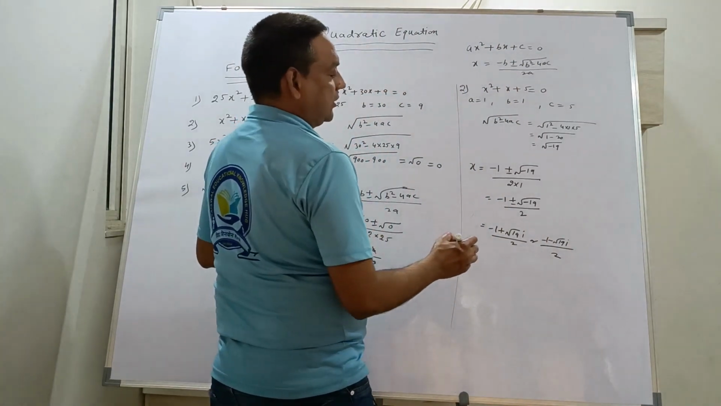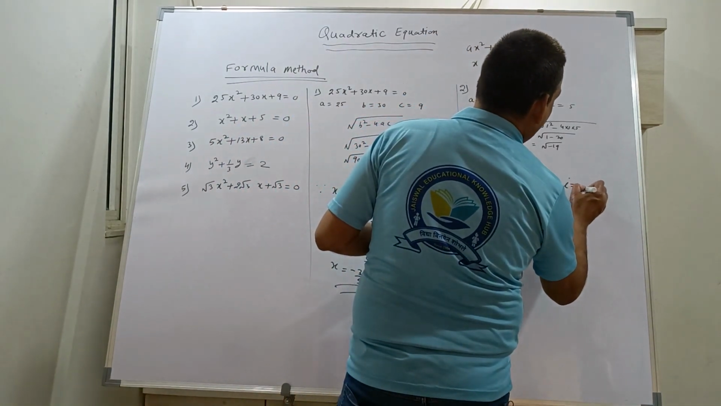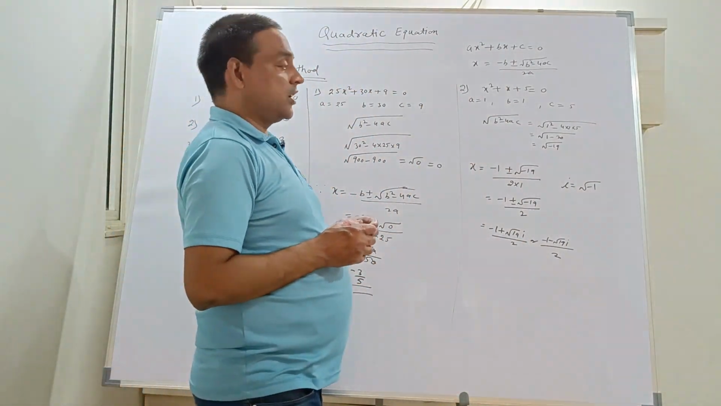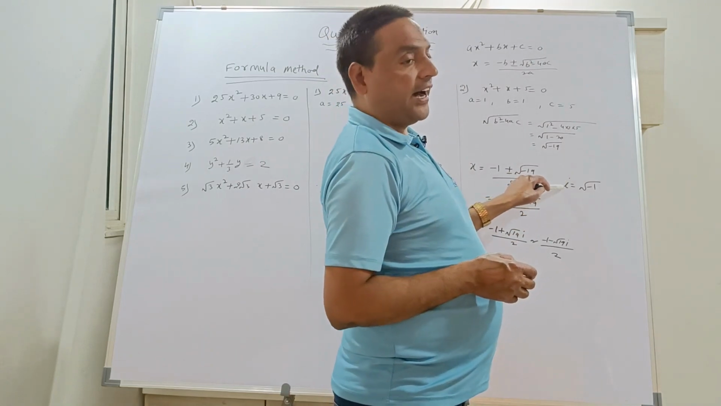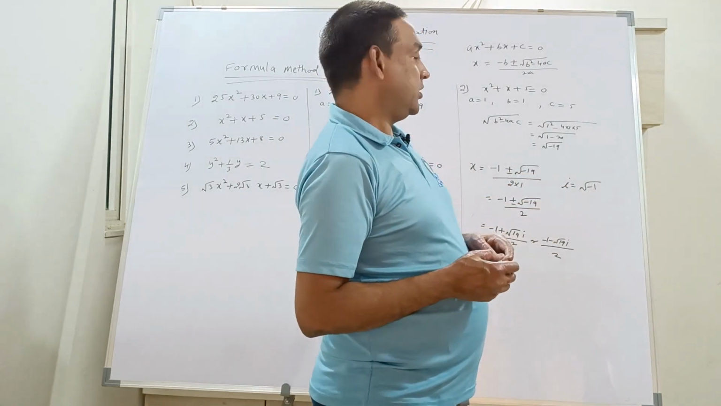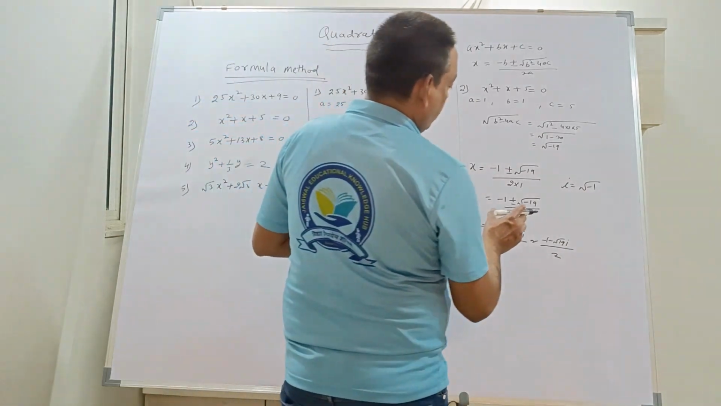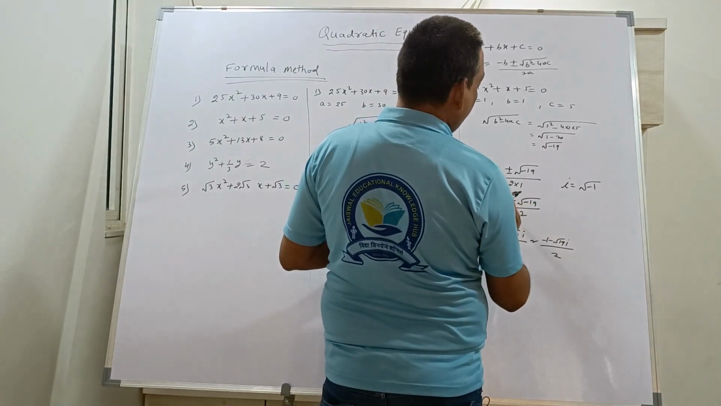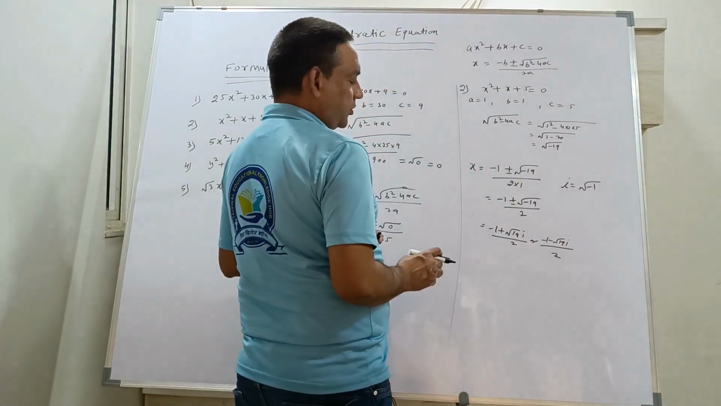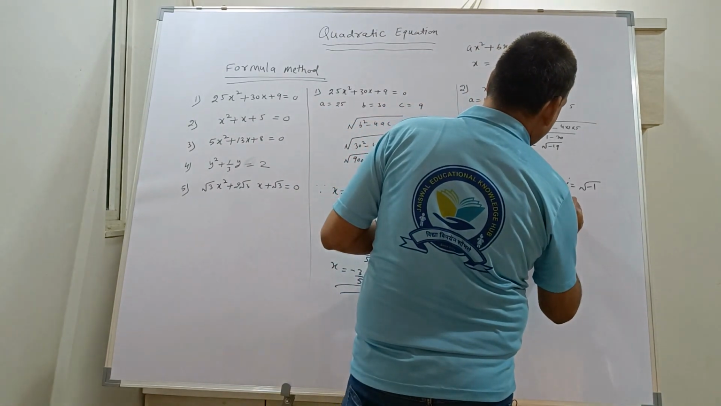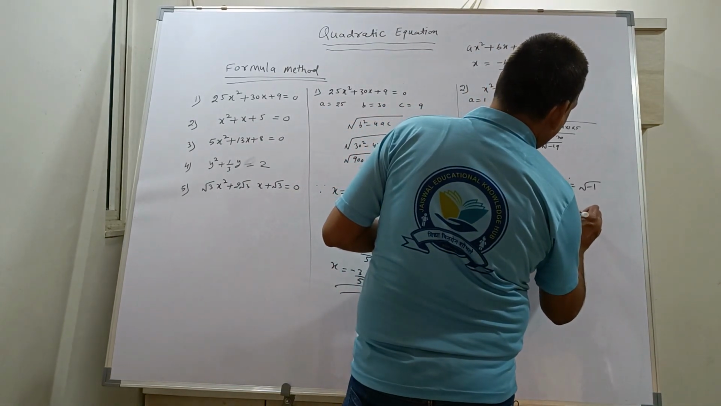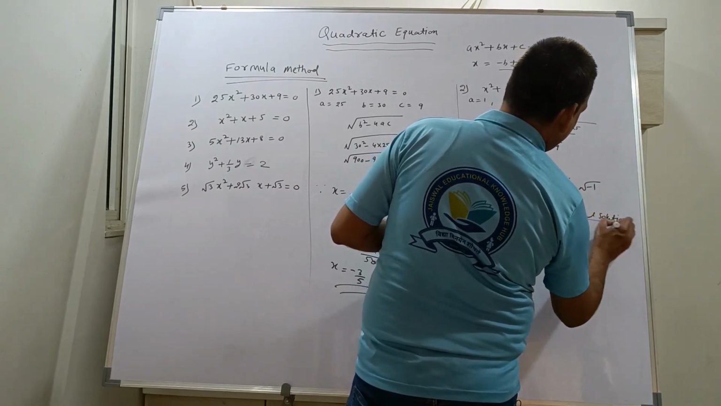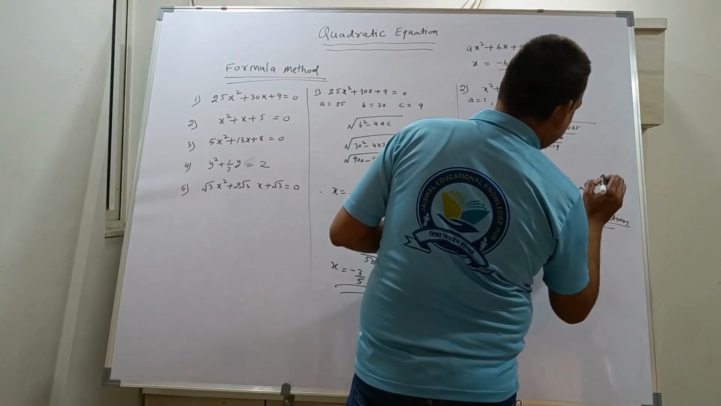So this i is nothing but root of minus 1. Okay, that you will be studying in the 11th and 12th grade in complex numbers. This i is the iota, whose meaning is root of minus 1, and it comes under complex numbers. Otherwise, your answer you can just leave as it is: minus 1 plus root of minus 19 upon 2, or minus 1 minus root of minus 19 upon 2, which is not a real solution.